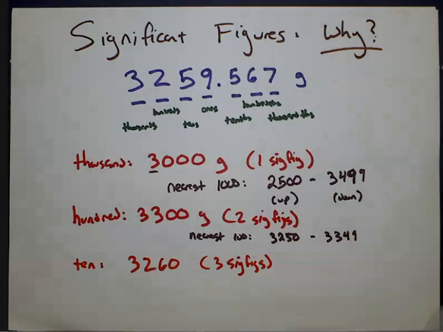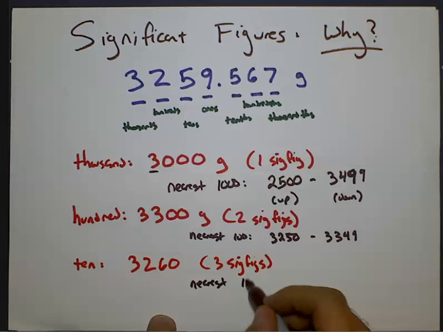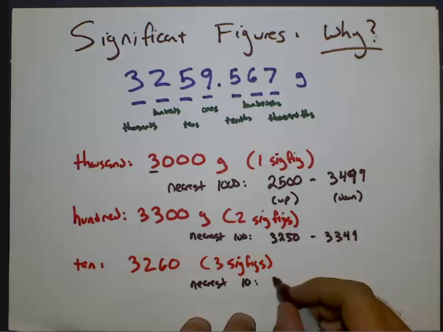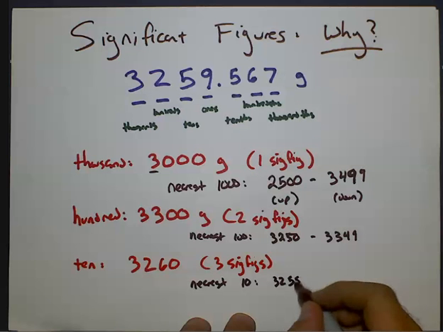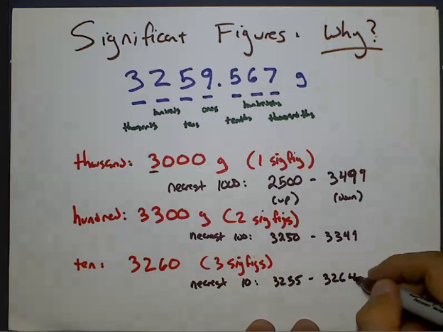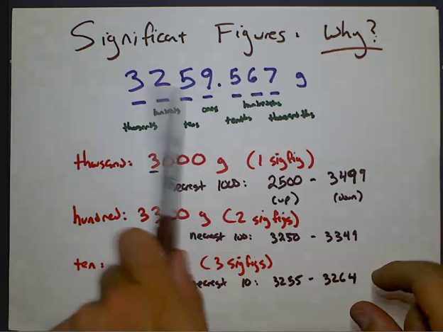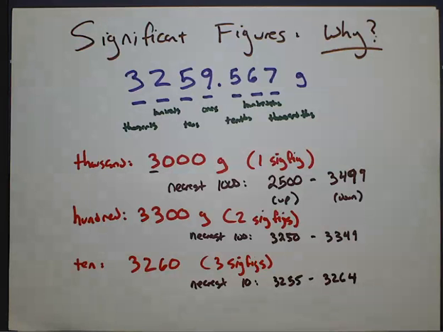In this range, it could be anywhere from 3,255 on up to 3,264. So our ranges are progressively shrinking as we allow ourselves to round to a smaller and smaller interval.